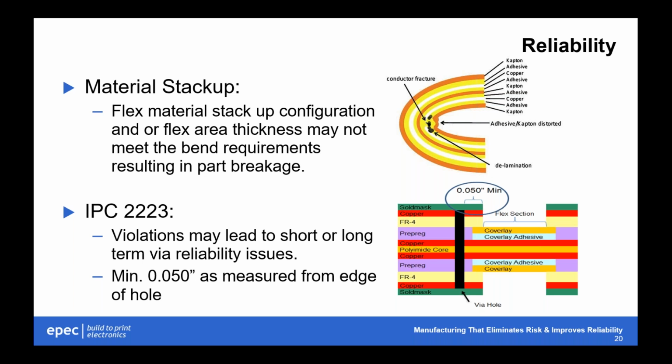Touching back on IPC 2223C, we mentioned the minimum space requirements for vias and plated through holes to the flex transition area. This is critical to ensure the reliability, both short-term and long-term, of the finished part. This is not something that we will deviate from, because ultimately it's in the customer's best interest.